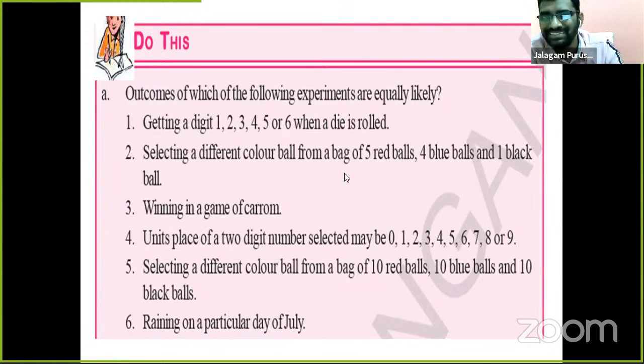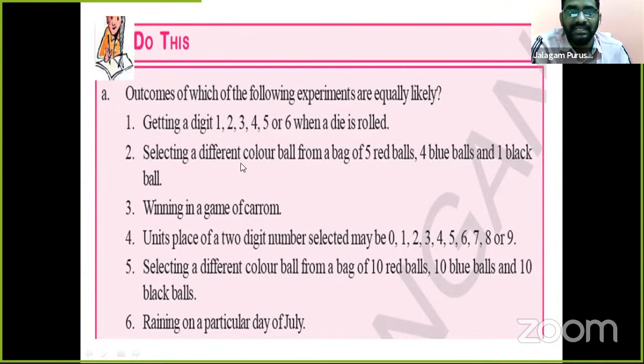Imagine, children, if we roll the die, what do we get on the top? Whatever, 1, 2, whatever it may be, there are the same chances, all equal chances. So it is equally likely. Can you understand, children? Getting a digit when we roll the die is equally likely. Why? Because all numbers get equal chances. So it is an equally likely experiment.